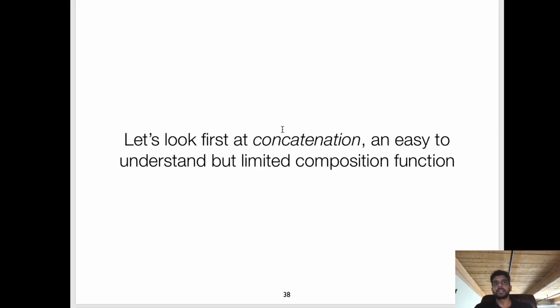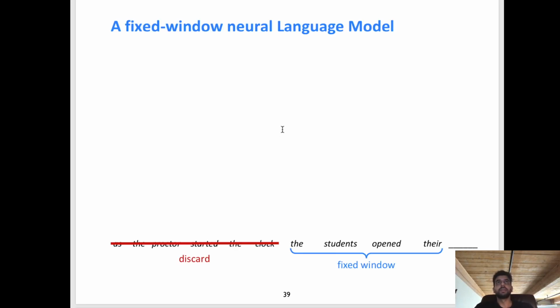Okay, so let's look first at concatenation. We know that concatenation at least preserves the order of the words in the prefix, in contrast to element-wise addition or mean pooling. So let's say we have our prefix, "the students open there". We'll actually treat this in a similar way to the n-gram models, in that we're going to consider a fixed window for our prefix.